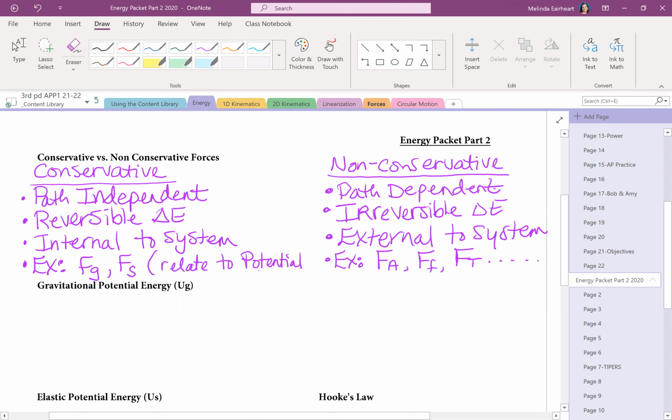And so what is gravitational potential energy? Well, let's backtrack. We've already looked at gravity as doing work on an object. And so work done by gravity on an object, very frequently we said it's the force of gravity that's parallel to the distance traveled.